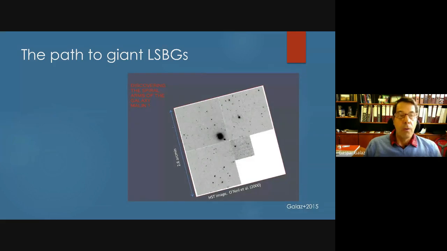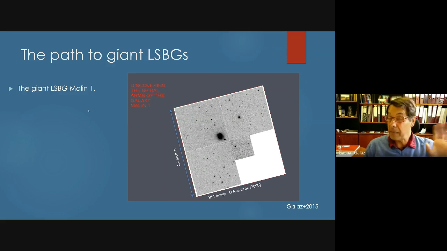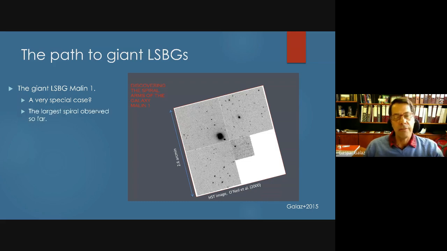Okay. Well, talking about giant ones, this is the iconic giant LSB, which is Malin 1, observed in the 80s, discovered by Bothun and Dave Malin. They called it Malin 1. Then Malin 2 and Malin 3 appeared that are similar, smaller ones. They are giant, but not as large as this galaxy. It's a very special case. We are not completely sure. I will show that with models you can in fact obtain similar galaxies like this.